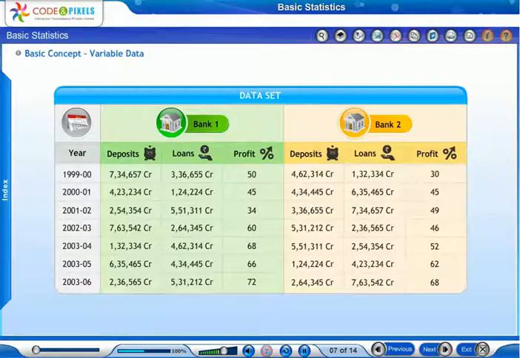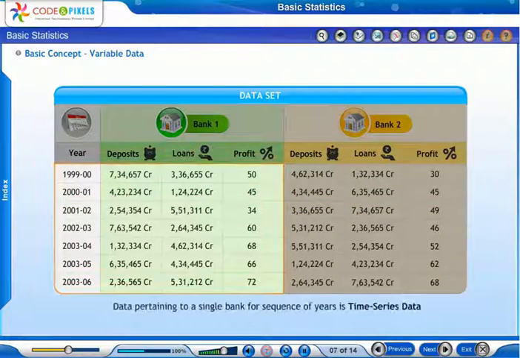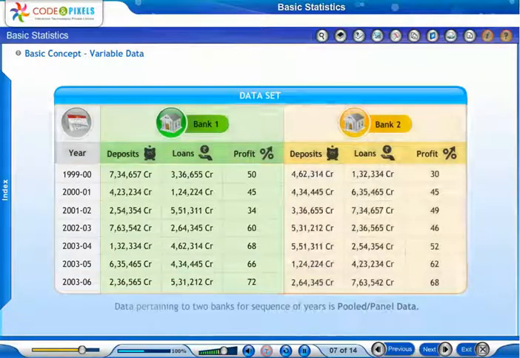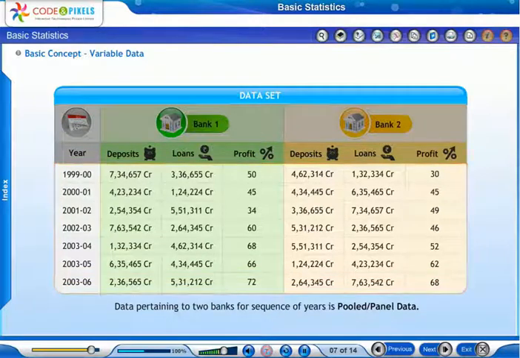Now, let us see another example of recording the data with 3 variables and 1 elementary unit pertaining to a bank. Data pertaining to each single year of 2 banks is cross-section data. Data pertaining to a single bank for a sequence of years is time series data. Data pertaining to 2 banks for a sequence of years is pooled or panel data.